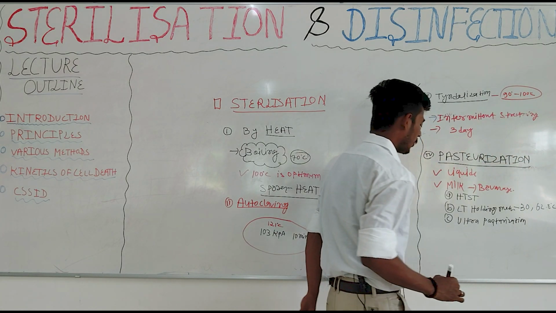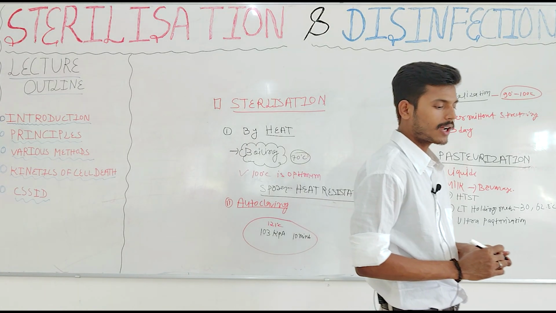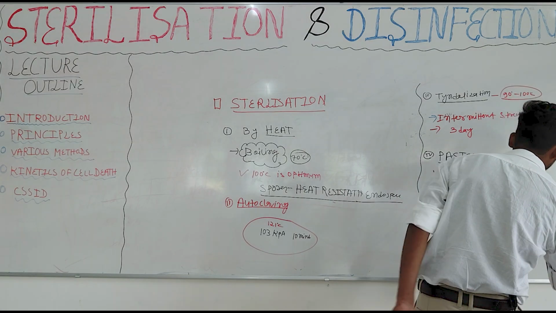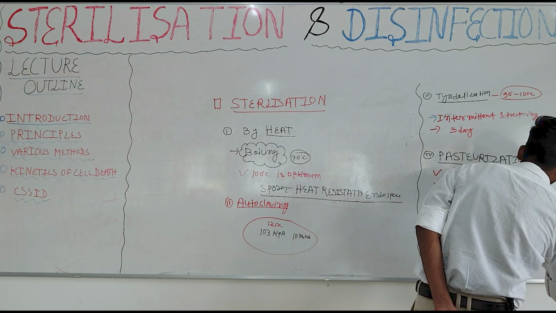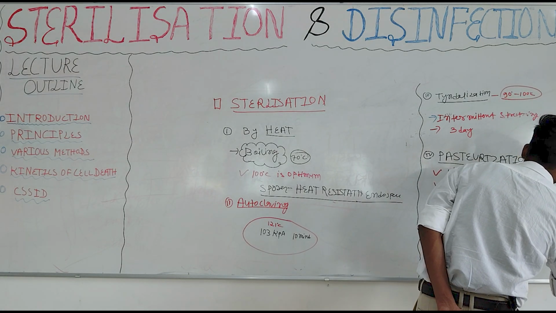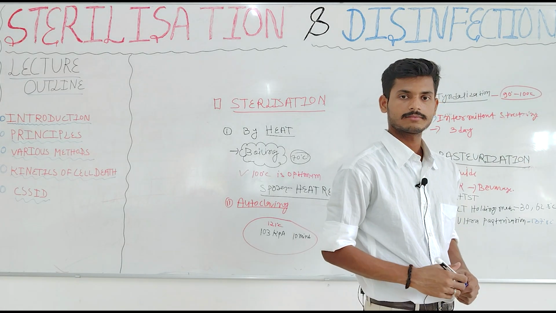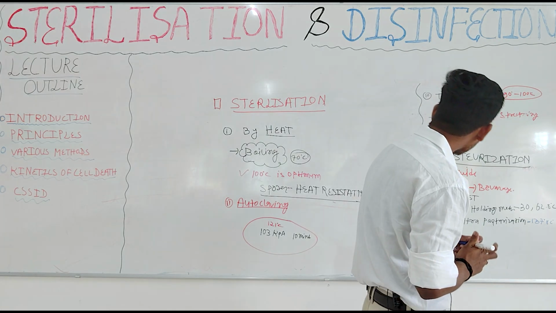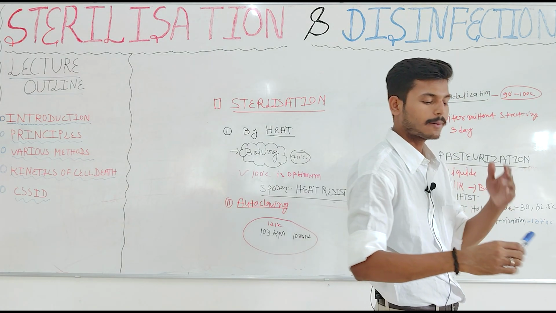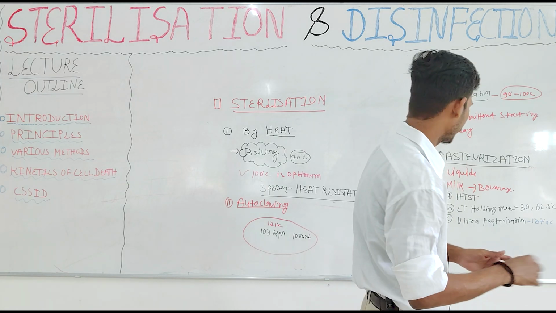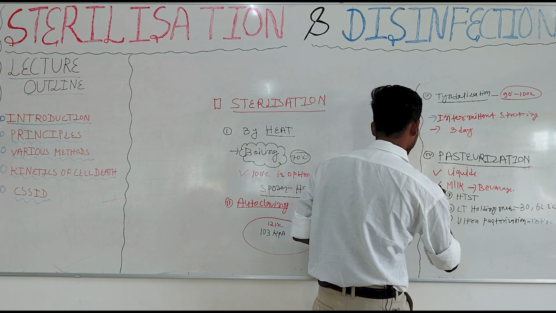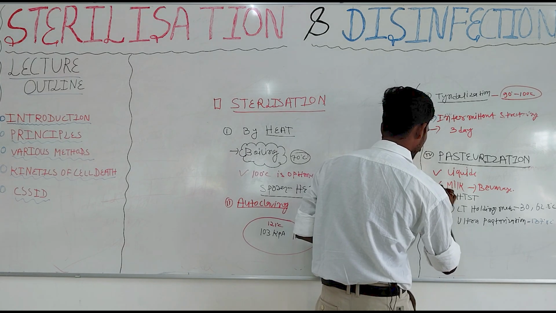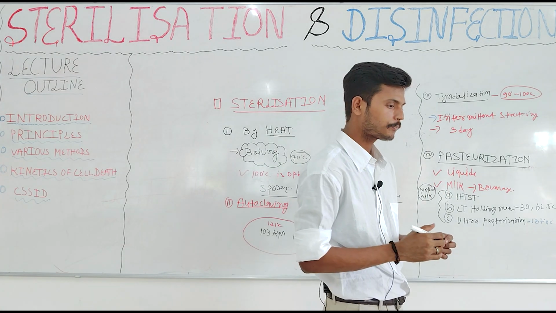Now, in ultra pasteurization, you are providing a temperature of more than 137.8 degrees Celsius. How much? 137.8 degrees Celsius. Okay, this is called ultra pasteurization. And all these techniques are widely used in market milk. In market milk, these techniques are used. Fine, no problem.